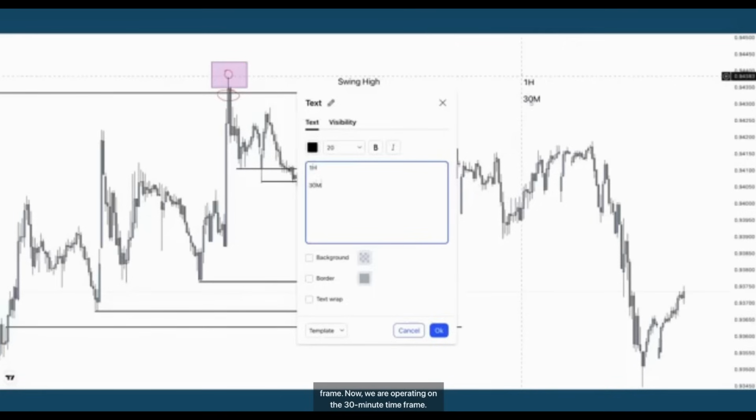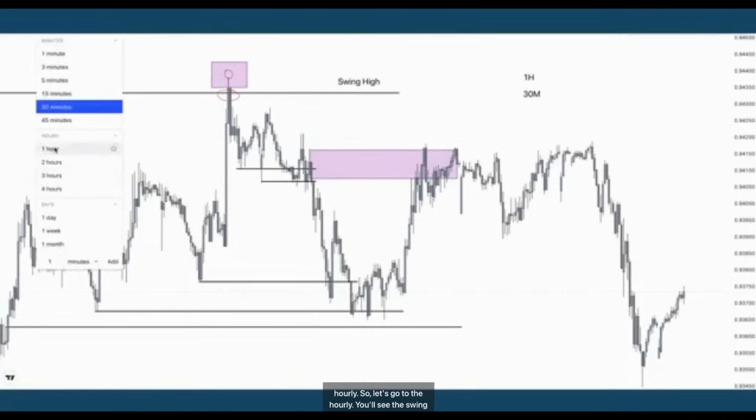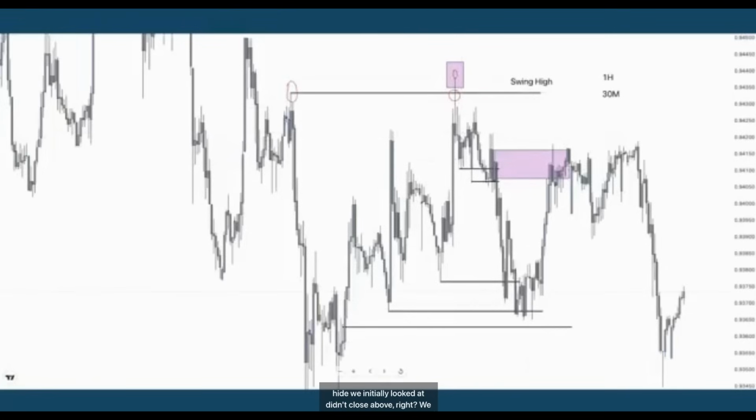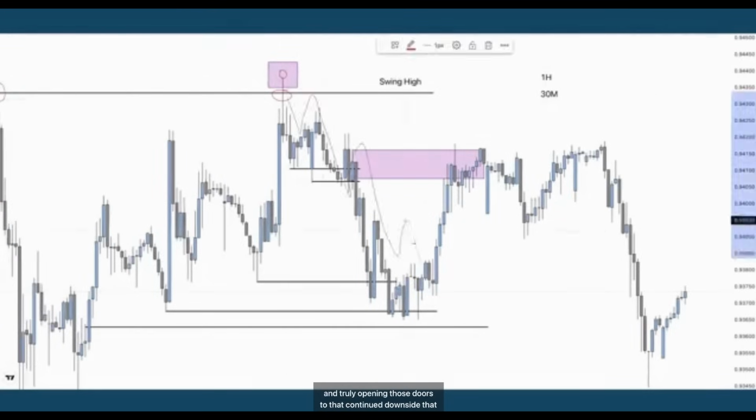Now we are operating on the 30-minute time frame, following on from what we saw on the hourly. We're using that 30-minute, if you remember, simply to get the more refined supply zones or areas to get into trades from, such as what we've covered here. But the setup premise was built on the hourly. So let's go to the hourly. You'll see the swing high that we initially looked at didn't close above, right? We had rejections up there, bringing the market back down and truly opening those doors to that continued downside that we've seen. The hourly being the most important time frame because this is where our setup came from.